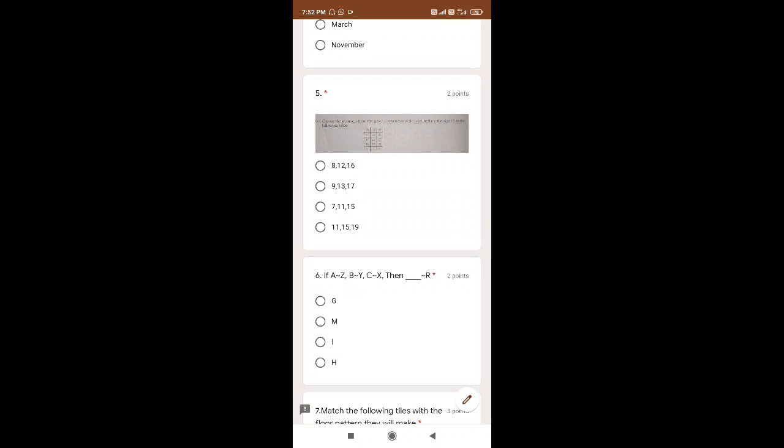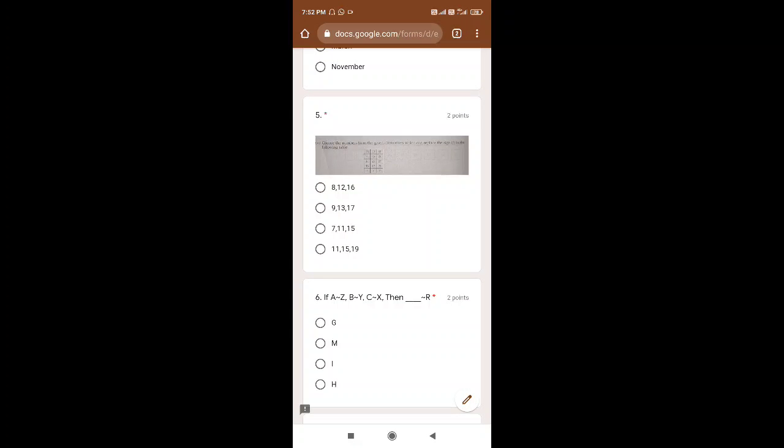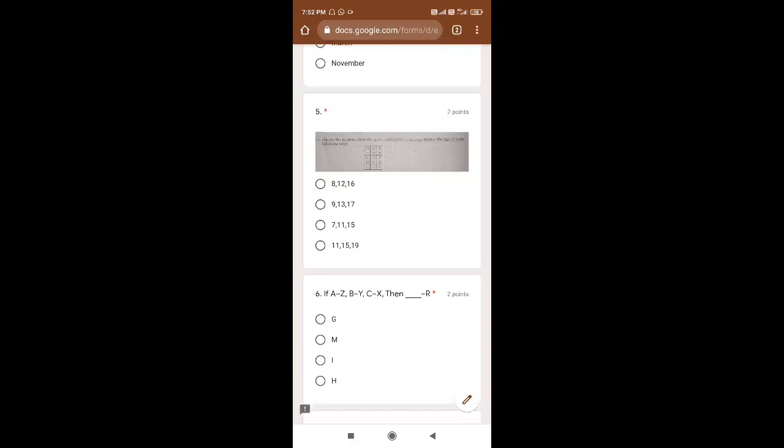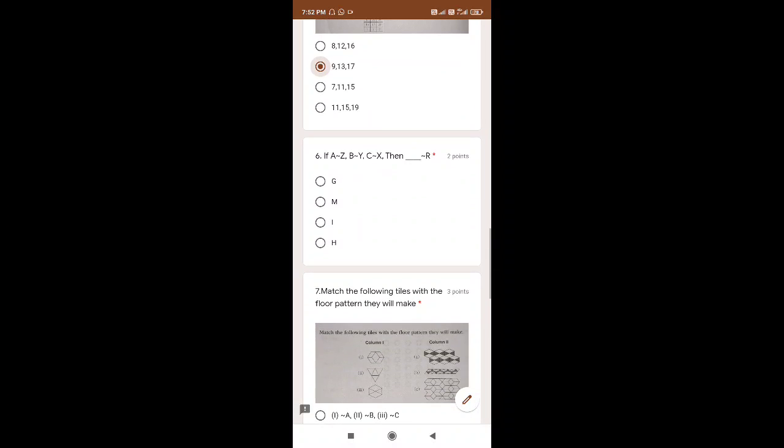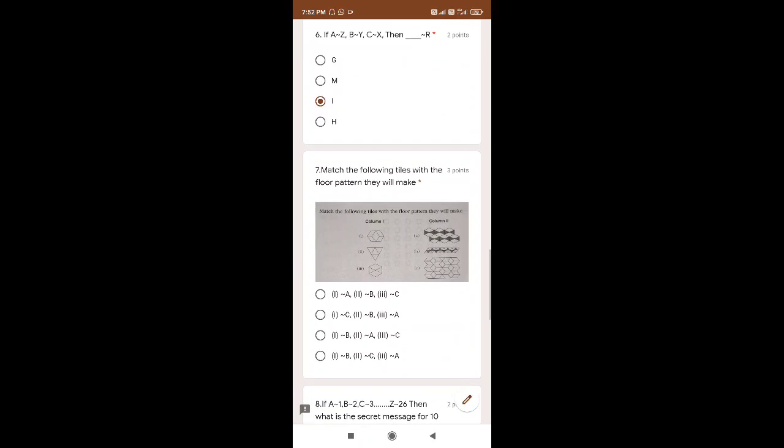Then come to the second column: 29, 25, 21, 17, then 17 minus 4, so that will be 13. Then the third column: 33, 29, 25, 21, then the next number will be 21 minus 4, so that will be 17. So option B is your correct answer: 9, 13 and 17. Then come to question number 6. If A is equivalent to Z, B equivalent to Y, C equivalent to X, then dash equivalent to R. So here the answer will be I. So option C is your correct answer.